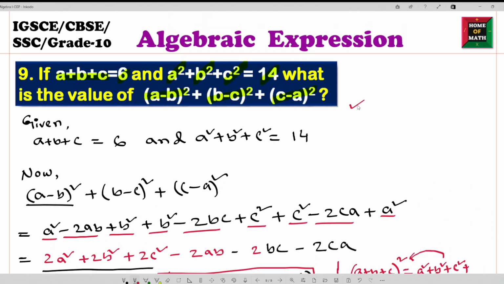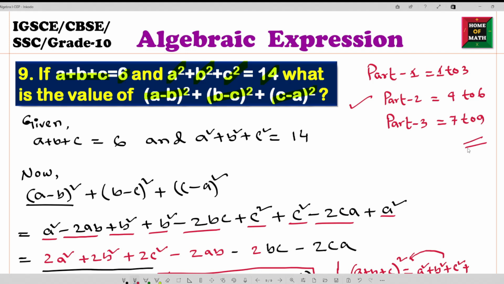Okay, number 9 done. With this we are completing 7, 8, 9. Therefore part 1 is 1 to 3, part 2 is 4 to 6, and this part 3 is 7 to 9. The last two parts you will get in the description box.